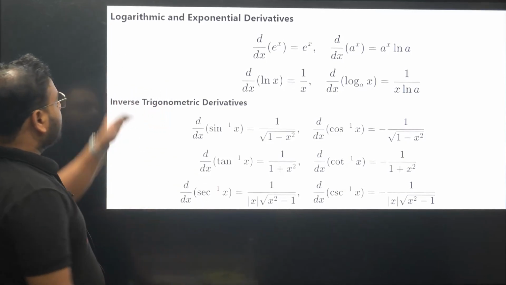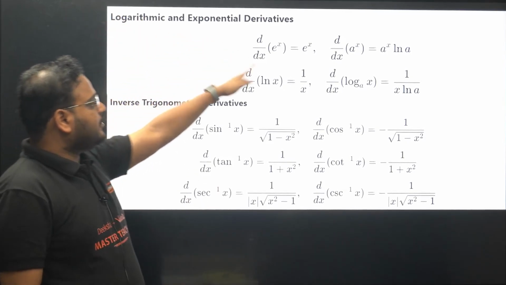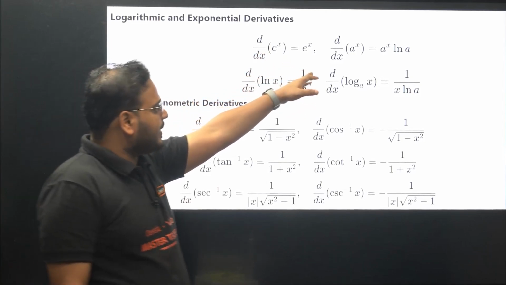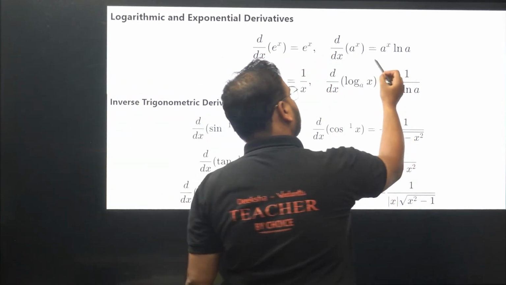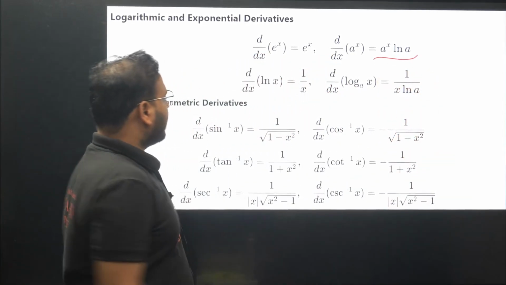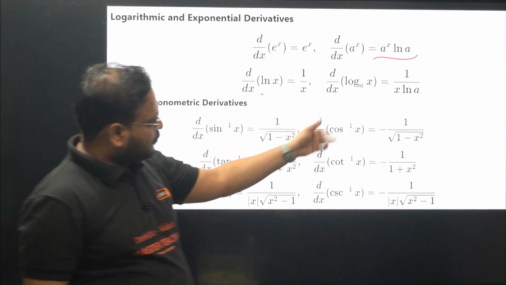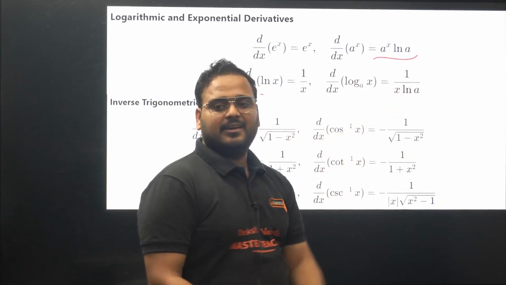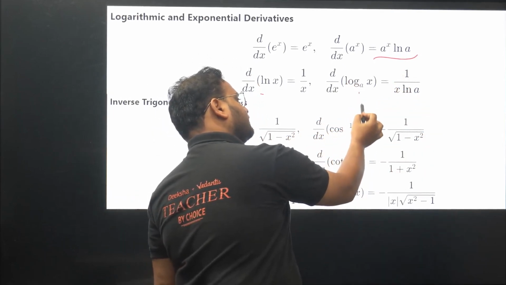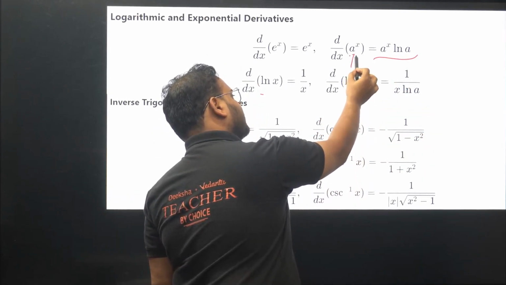Now, derivatives of logarithmic and exponential functions we have. e power x is simply e power x. a power x becomes a power x ln a. Again, for ln x it is simply 1 by x. For log x it is going to be 1 by x ln a. What is the a over here? The base of the log. Here again, the base of the exponent.